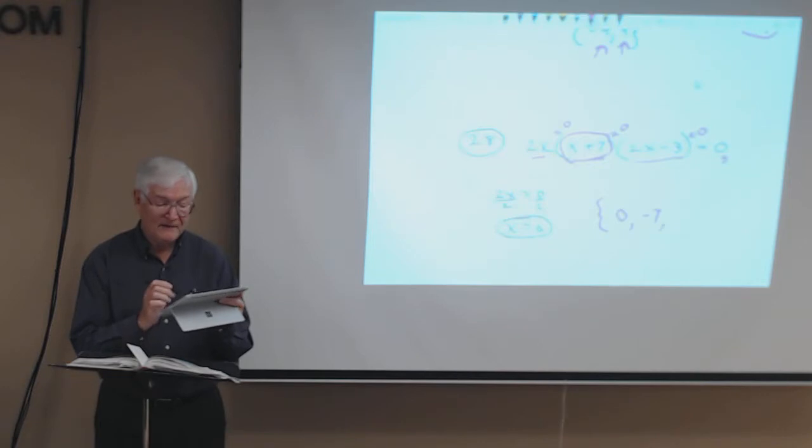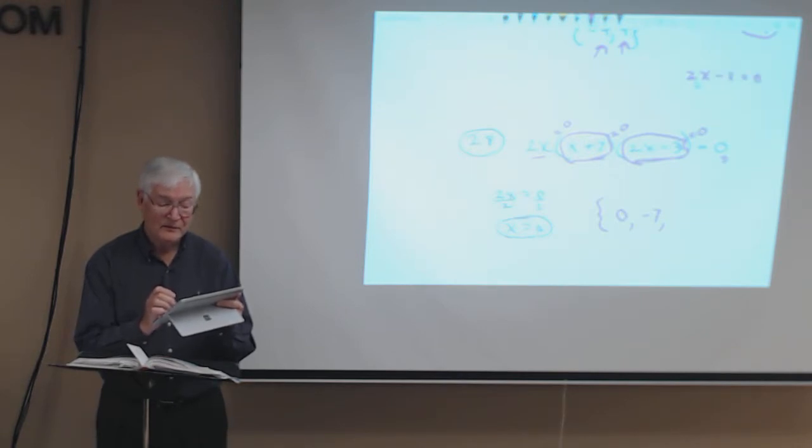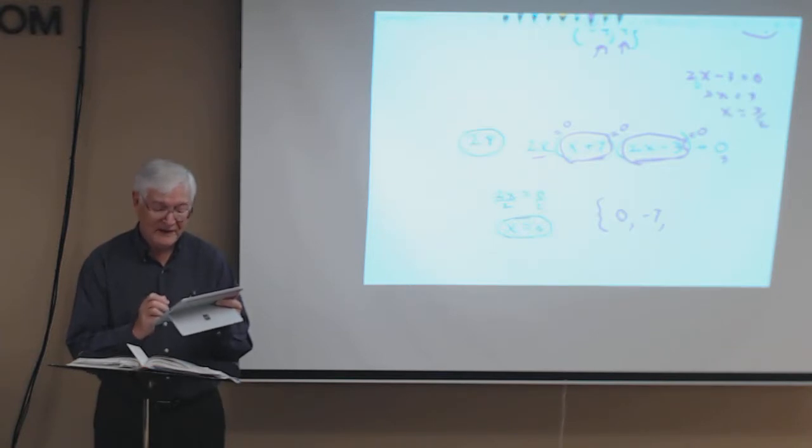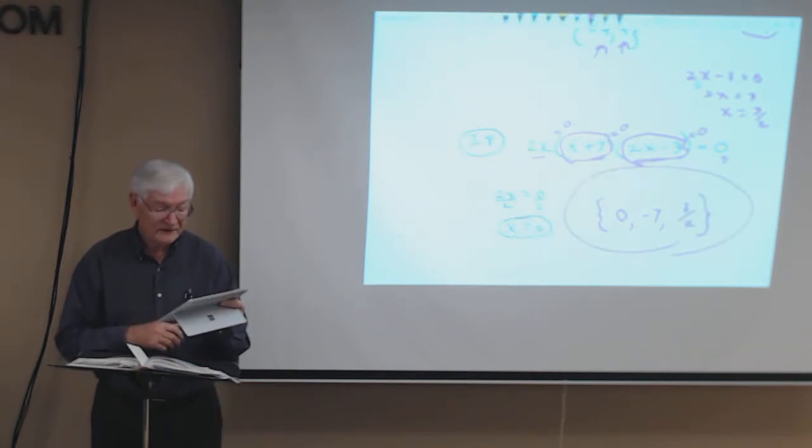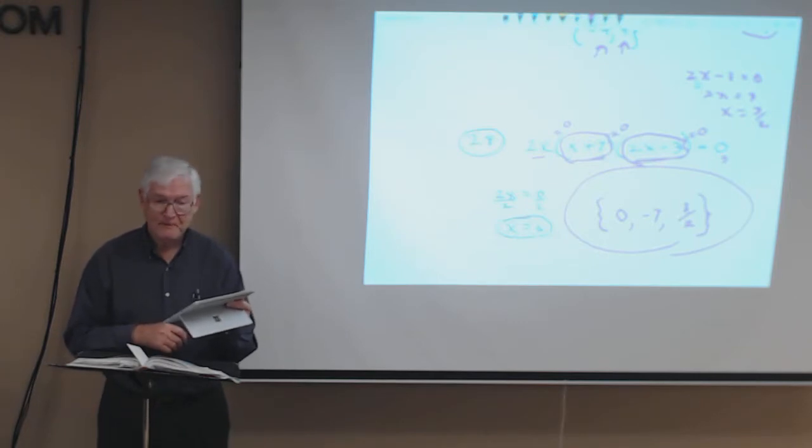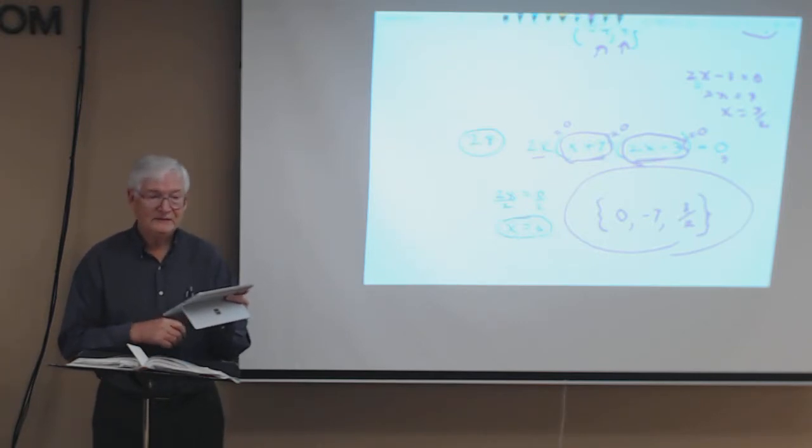Negative 7. What zeros this out? You go, oh, I don't see that one. Okay, then just work it out. 2x minus 3 is 0. 2x equals 3. X equals 3 halves. So it's 3 halves. There are your 3 solutions. There's the answer to number 28. Is it making sense?